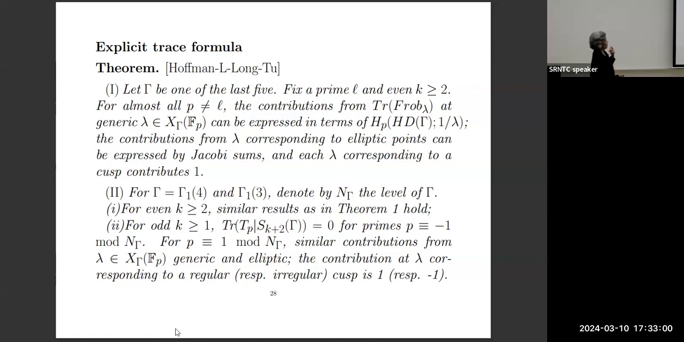Because in this case, we have 2 kinds of cusps. We have regular cusps and irregular cusps. At a regular cusp, the contribution is 1. At an irregular cusp, the contribution is -1. And gamma 1, 4 has 3 cusps, and 1 of them is irregular. 2 of them are regular.